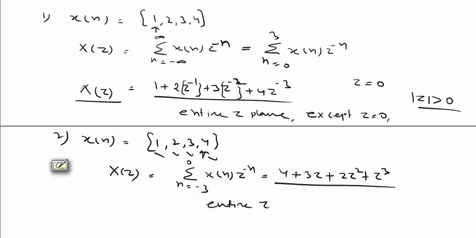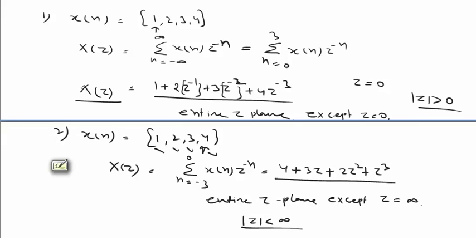Entire z plane, but except z equals to infinite. Means ROC is all the radius circle except the infinite circle. This is our complete answer.